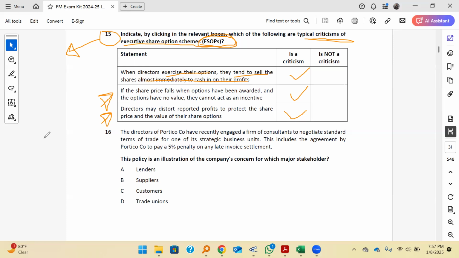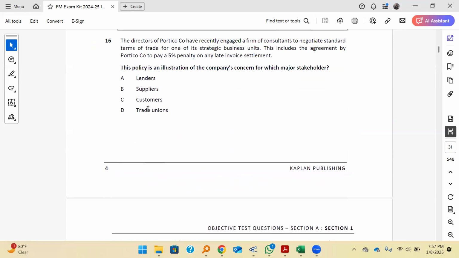Then when we move on to question 16, directors of Portico have recently engaged a firm of consultants to negotiate standard terms of trade of one of the strategic business units. This includes the agreement by Portico to pay 5% penalty on any late invoice settlement. So now, this policy is an expression of the company's concern for which major stakeholder.